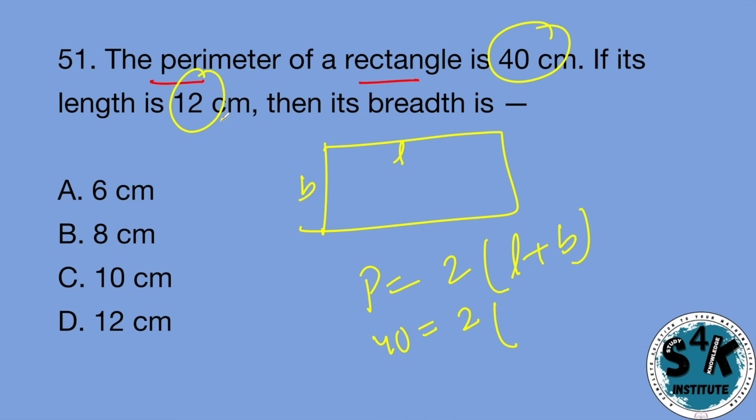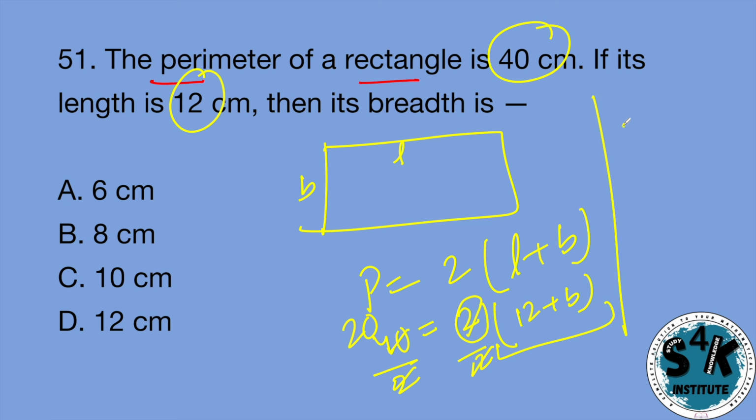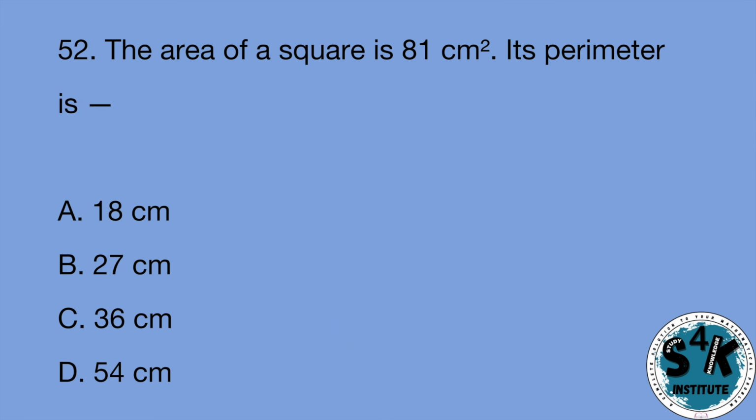Length is given as 12. So 12 plus B. It is in multiplication with the other terms, so you can divide by 2 on both sides. This is cancelled. This becomes 20. So you have 20 is equal to 12 plus B. So value of B will be 8. Okay. Let's move to the next question.